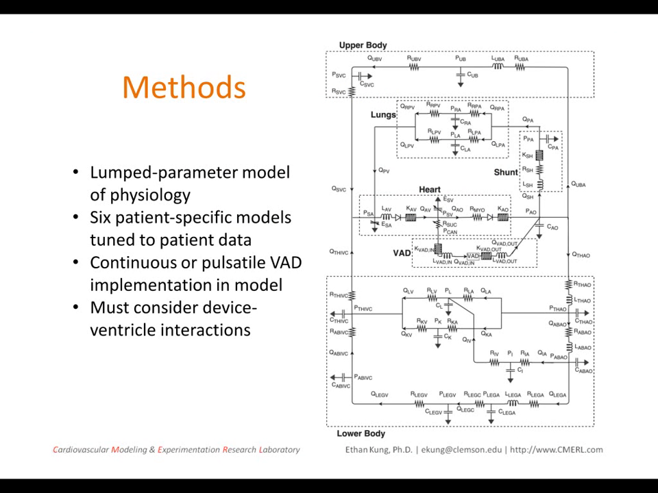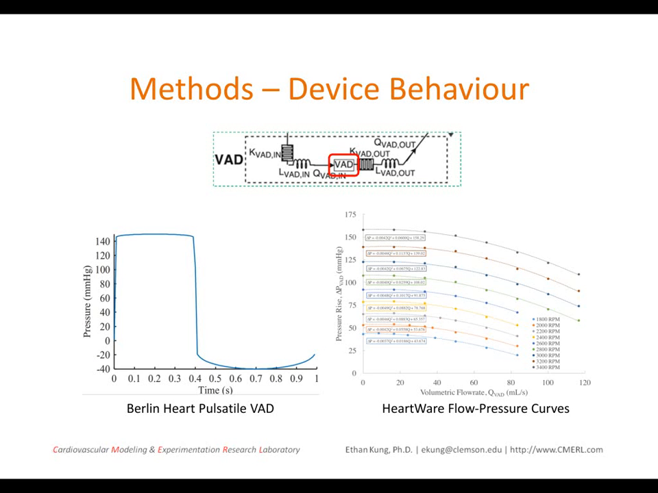This is the computational circuit model we used to simulate patient physiology and VAD implementation. We constructed a total of 6 patient-specific models, each tuned to a set of clinical measurement data from a patient. The pulsatile device is modeled after the Berlin Heart, which is driven pneumatically. This produces a pressure waveform inside the device as shown in the left figure. The continuous device is modeled after the HeartWare pump, with pressure versus flow characteristics as shown in the figure on the right.